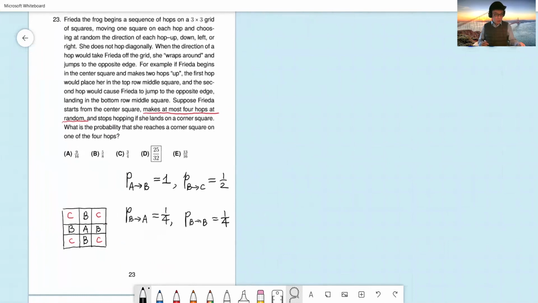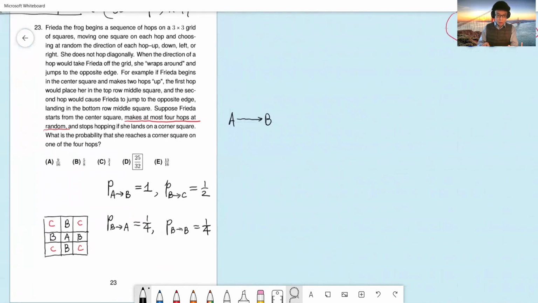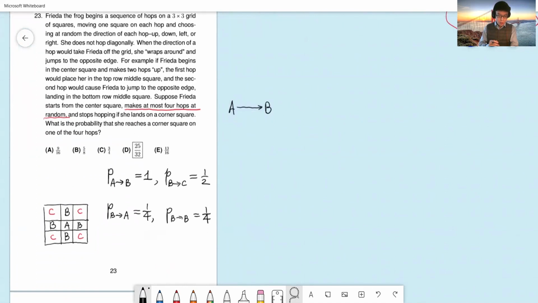Now let's see. If we start from A and reach C within 4 hops. From A, the first hop can only arrive at B. There's no other choice. And then we see from B, there are more choices. From B, we can hop back to A, or to B, or to C. So from B, we can hop to any square here. From B, we can go to A, we can go to B, we can go to C. There are 3 cases.